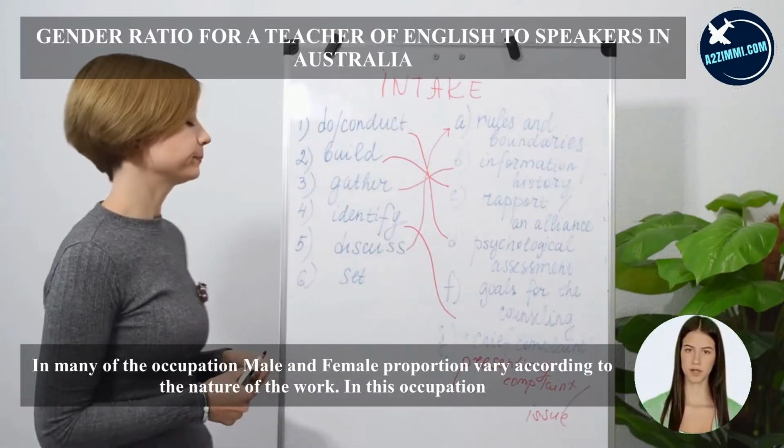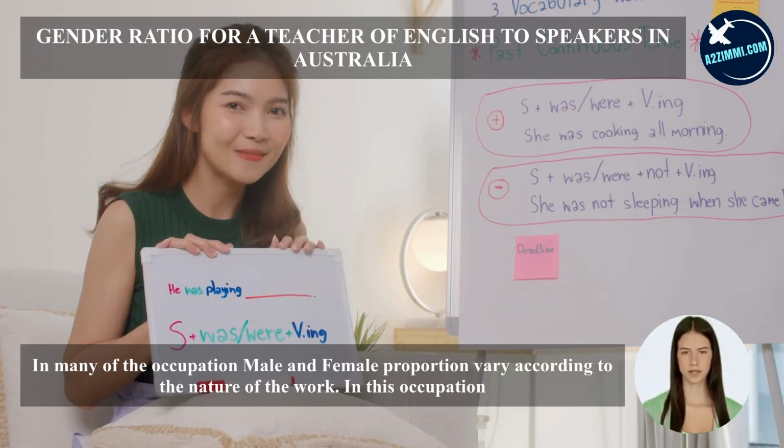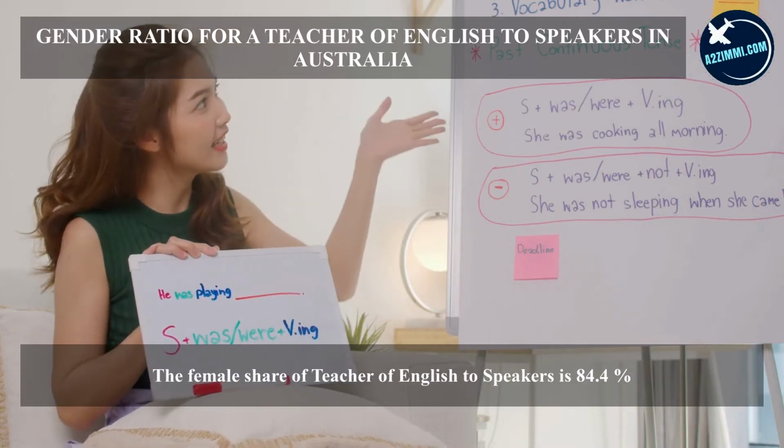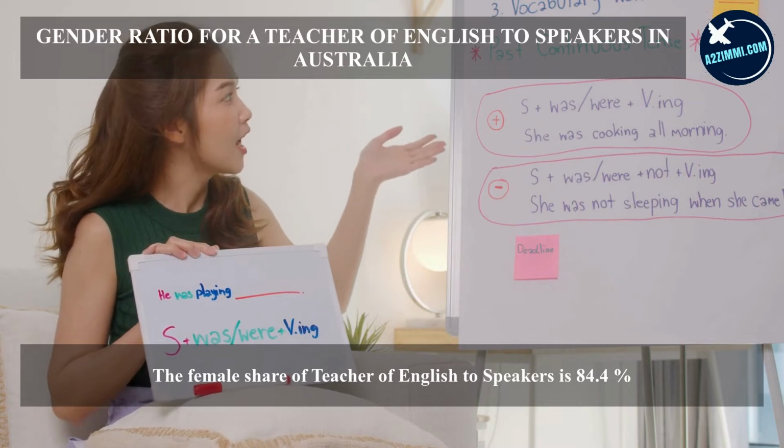In many occupations, male and female proportion vary according to the nature of the work. In this occupation, the female share of teacher of English to speakers is 84.4%.